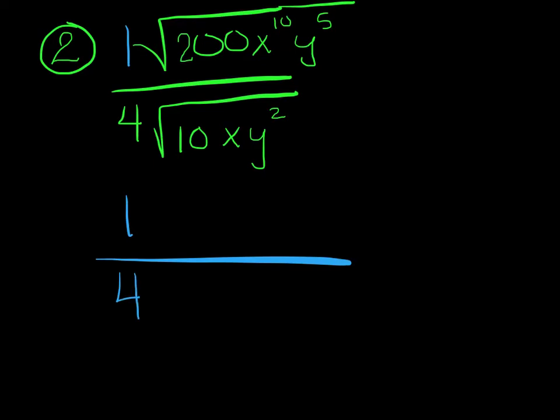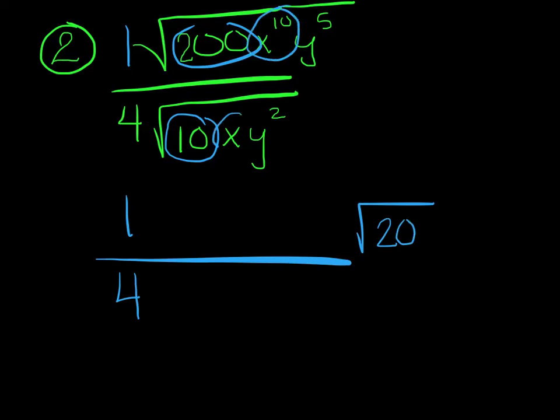Now, divide insides. 200 divided by 10 is 20. And I'm going to put it over here, actually, so I've got radical 20. X to the 10th divided by x is going to leave me with x to the 9th. And y to the 5th over y squared. Remember, when I'm dividing, I'm subtracting. I'm getting y cubed. All right, so just watch how we clean this up.